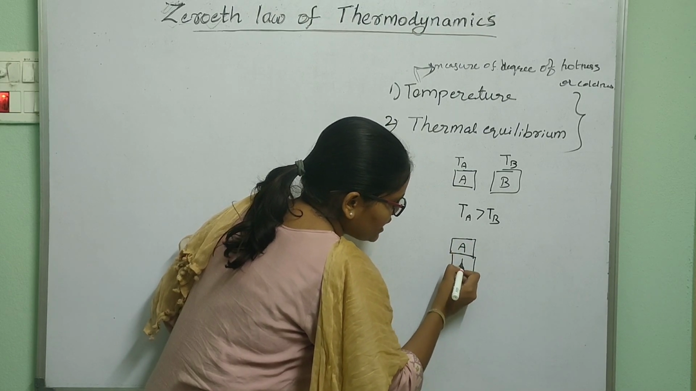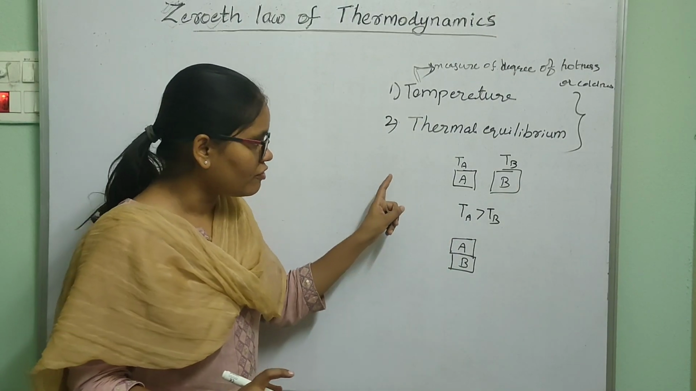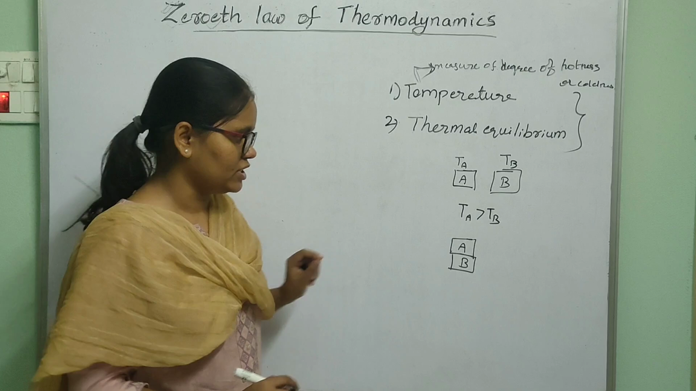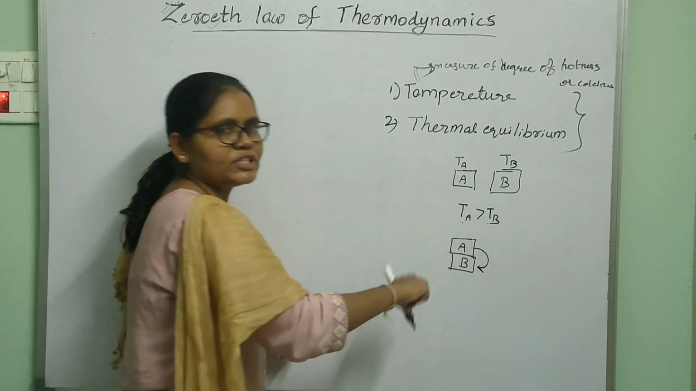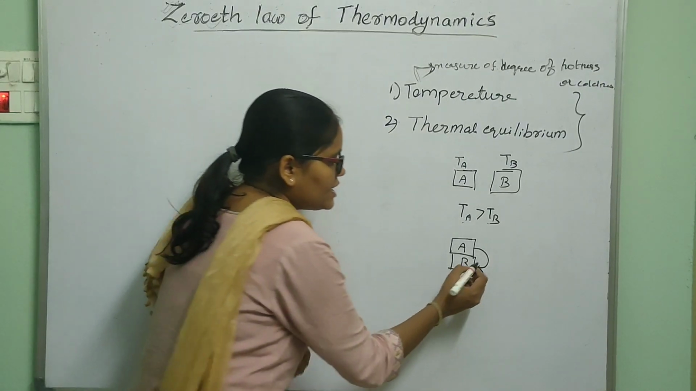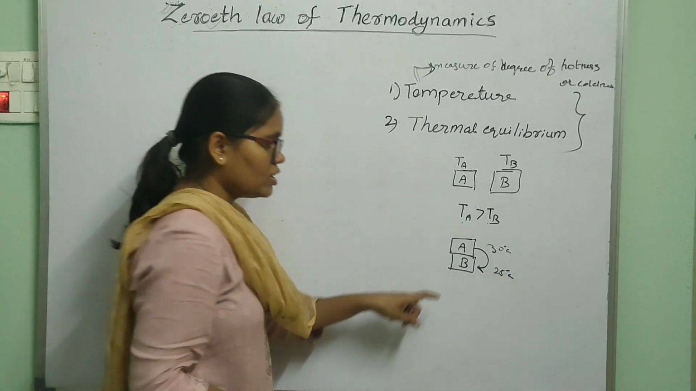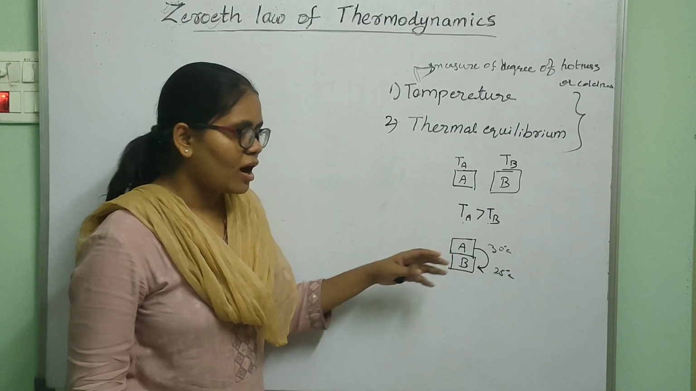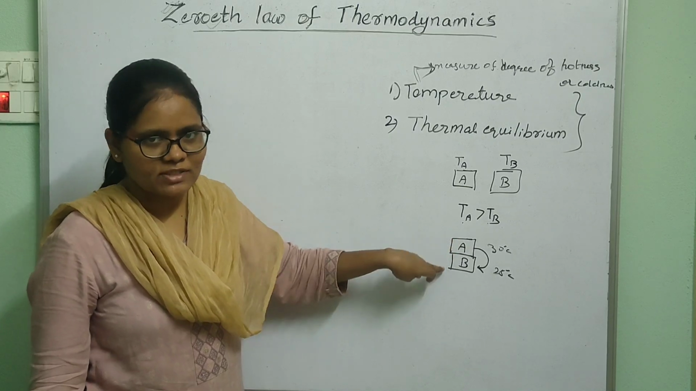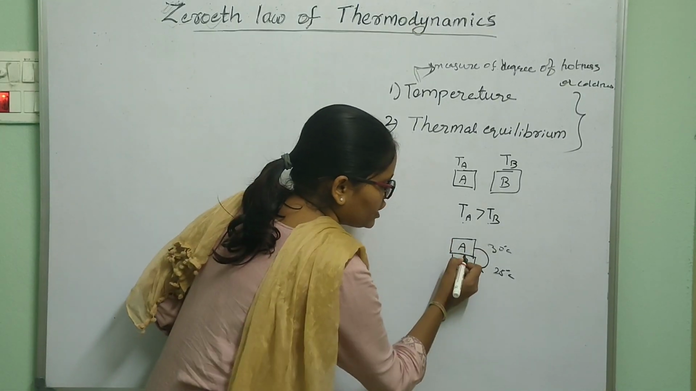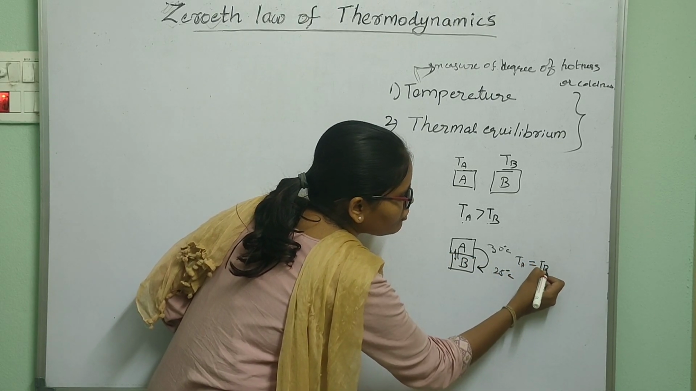So now I brought A and B in contact. What will happen? The heat flows from the body of higher temperature to the body of lower temperature. So the heat flows from A to B here because the temperature of A is higher than the temperature of B. Suppose A is at 30 degrees centigrade and B is at 25 degrees centigrade. So heat flows from A to B. How long will the heat flow? The heat flows until the temperature of A becomes equal to the temperature of B.